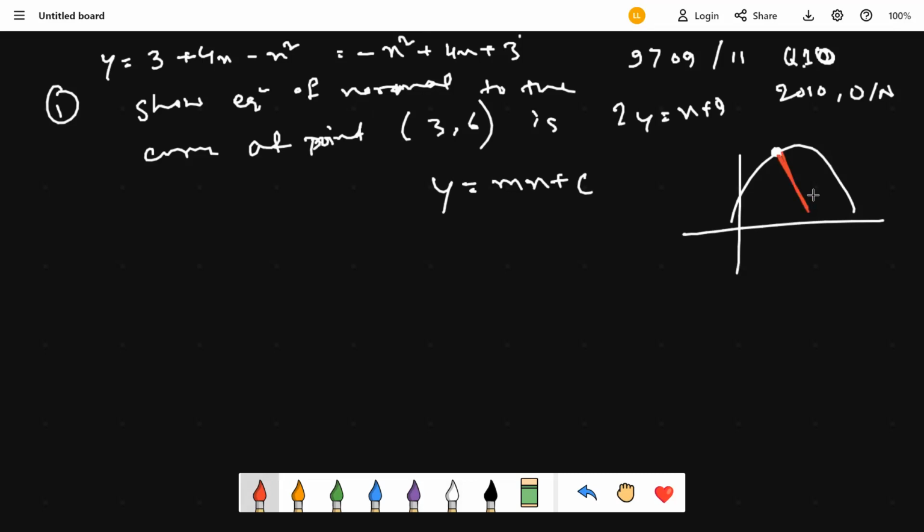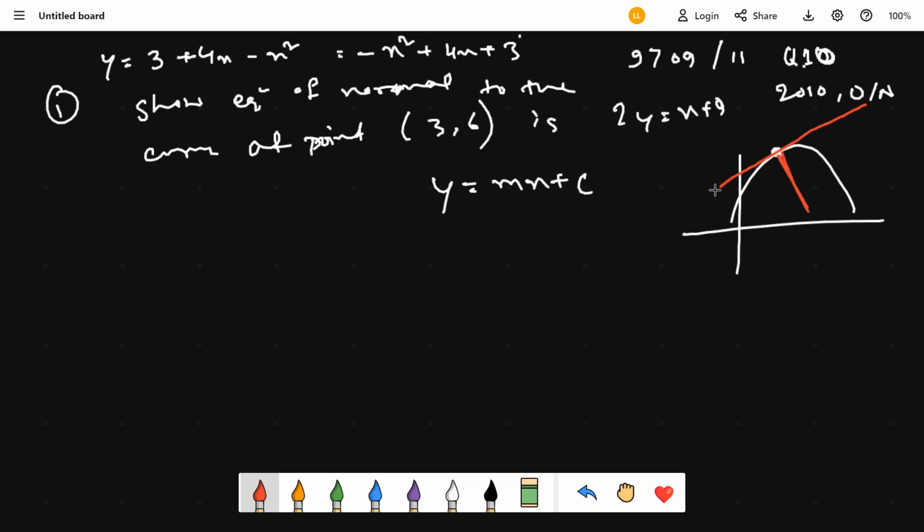Now, what does normal mean? Before normal, we have to understand what tangent means. They didn't mention the term tangent here, but we have to know it. Tangent means, if we draw a straight line at that point on the curve, the gradient of the curve at that point is equivalent to the gradient of the straight line passing through the point. Okay, if that makes sense.